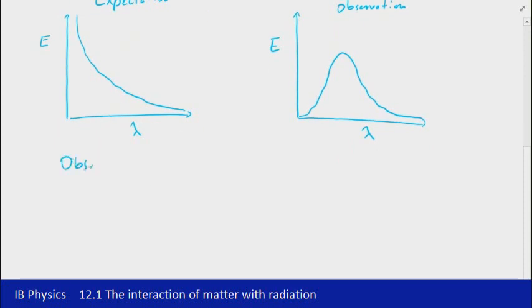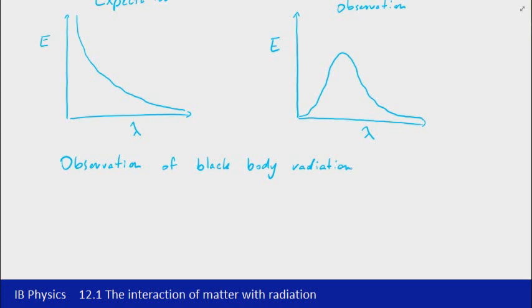Now, the observations that we're talking about here are of black body radiation. When we're talking about black body radiation, we're not talking about objects that are black. We're dealing with hypothetical objects that absorb all electromagnetic radiation that falls on them. It doesn't reflect any of it, hence the name black. If it's absorbing everything, then it would appear black. So it absorbs all the radiation that falls on it and then re-radiates it. So it's not reflected, it's re-radiated.